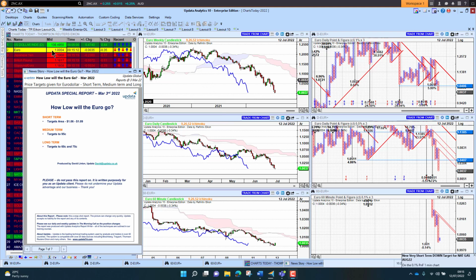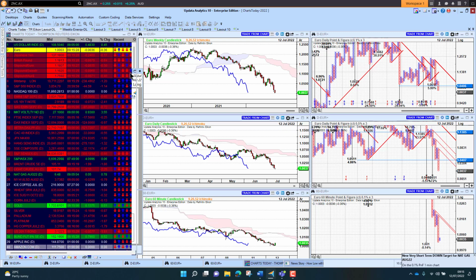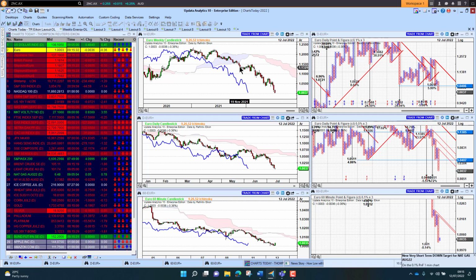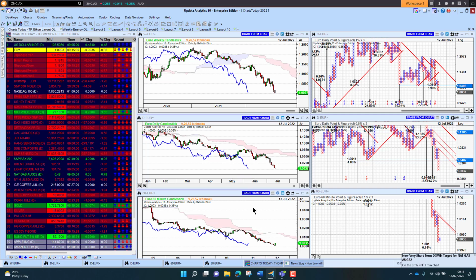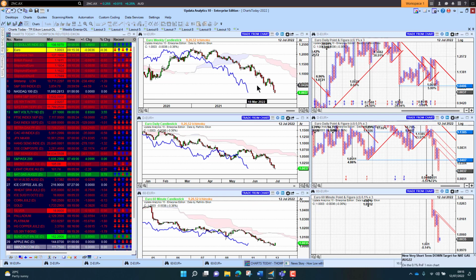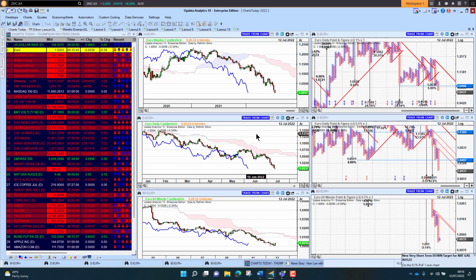So, looking at the markets, the big story at the moment is the euro falling to parity. No big surprises there. We put out a report in March giving targets to 95 cents and below, and the targets are there all to see. Remembering this is the long-term weekly, medium-term daily, and short-term 60-minute chart. And the clouds: if we're below the cloud, we're bearish. If we're above the cloud, we're bullish.